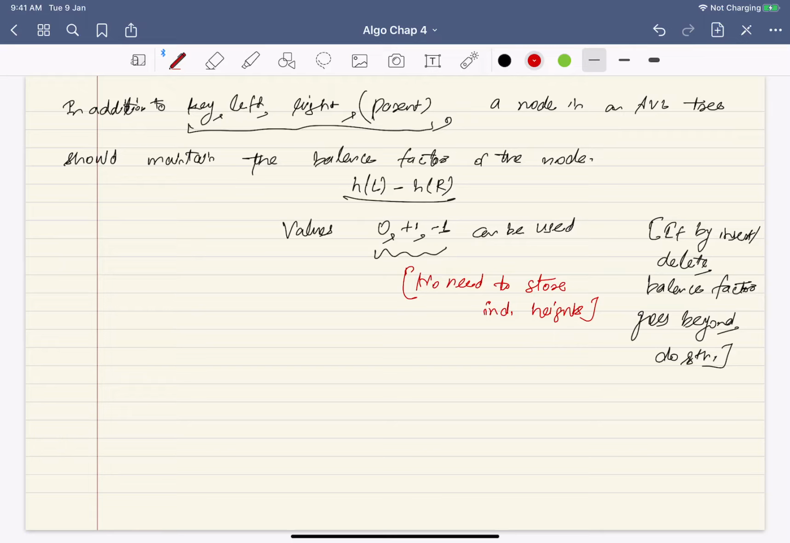So how will I show that pictorially? For example, I can draw some trees. I have this node, and the left and right subtrees, and let's say both have height h. In that case, HL minus HR is 0. So the balance factor will be 0.